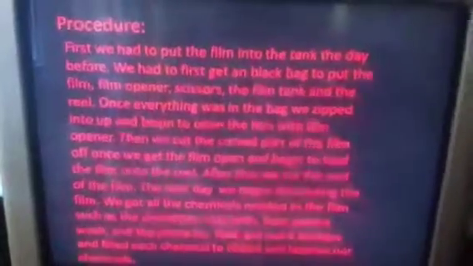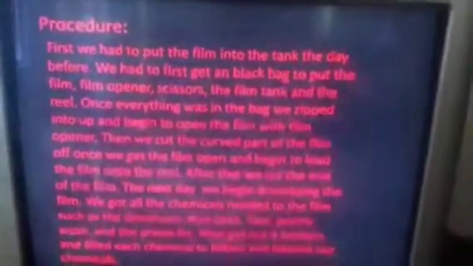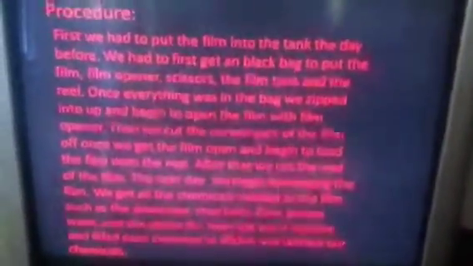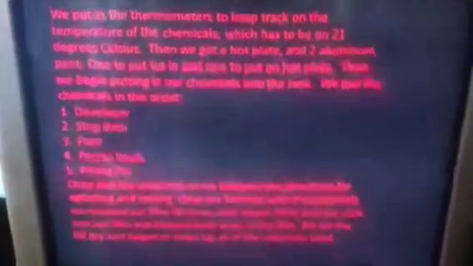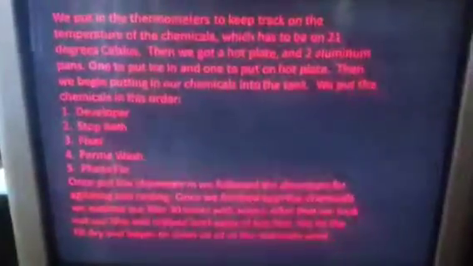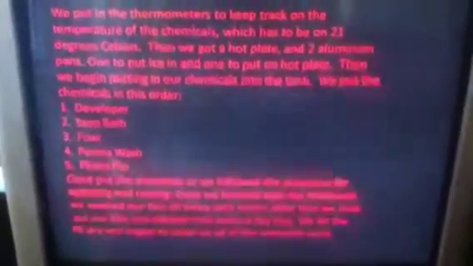Next, we got out 4 beakers and filled each beaker to 600 milliliters and labeled our chemicals. That's very important to make sure you label your chemicals because they all look pretty much the same. They're all clear. Then we put the thermometer in to keep track of the temperature, which all had to be at 21 degrees Celsius. Then we got a hot plate and 2 aluminum pans, and in one we put ice, and the other aluminum pan we put on the hot plate to keep the beakers from breaking.